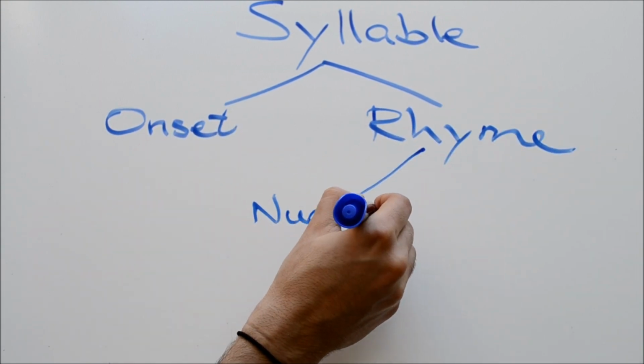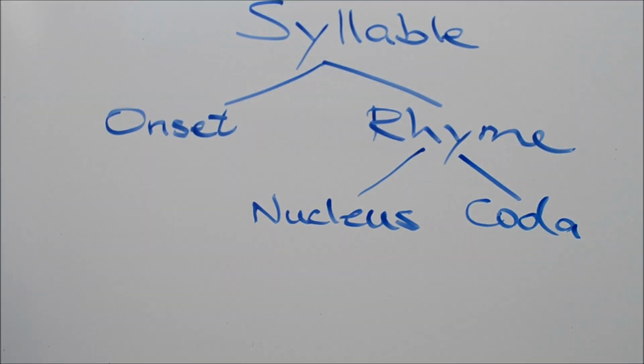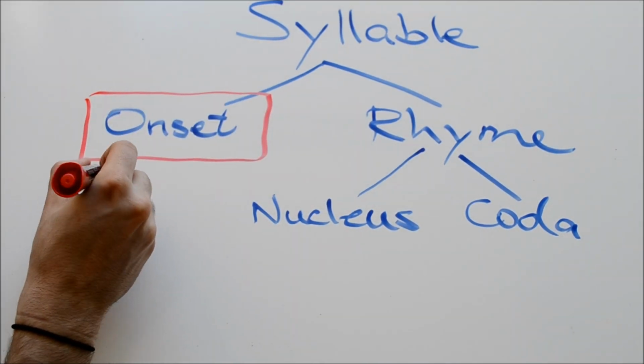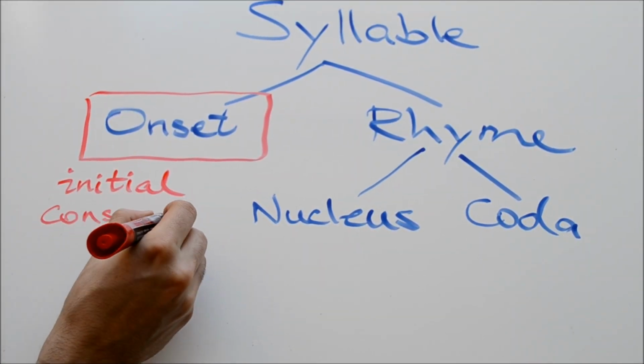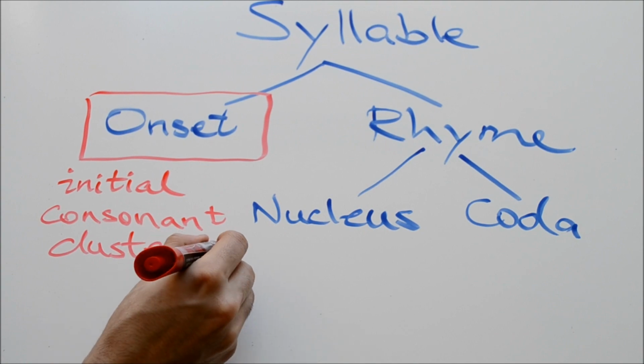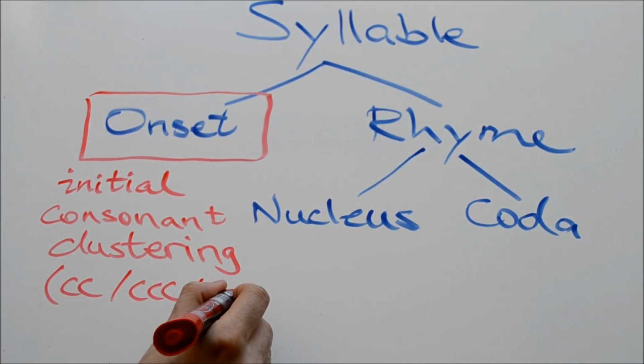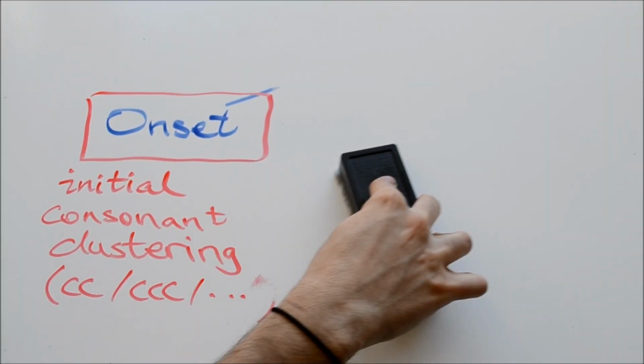A number of English words start with more than one consonant sound in the onset position. For instance, the word strength starts with an S, T, and R sound, which is composed of 3 consonants in total. This is what we call consonant clustering.